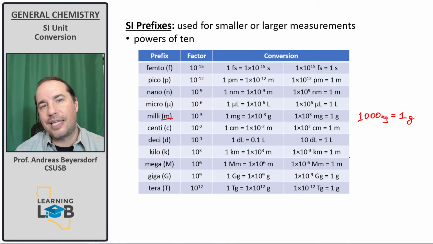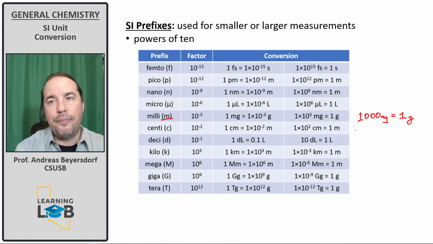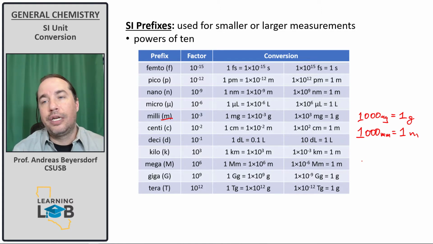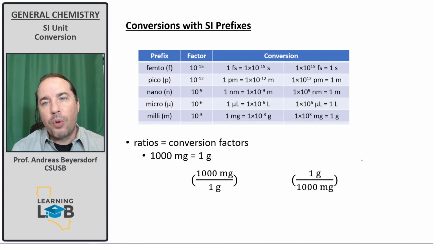And now this is the same for all types of measurements. So here it's in grams, but we can also say that 1,000 millimeters equals 1 meter. Now, how do we switch between these two types of measurement? What we're going to do is look at the ratio of milligrams to grams, and use that as a conversion factor.